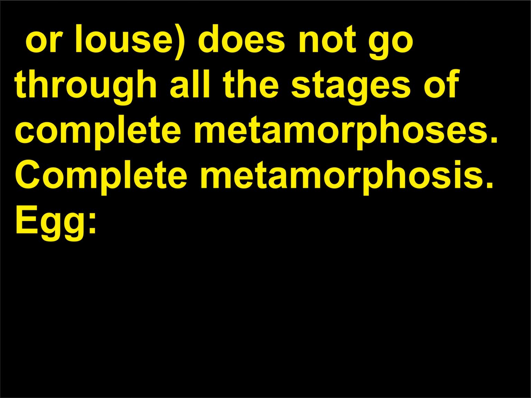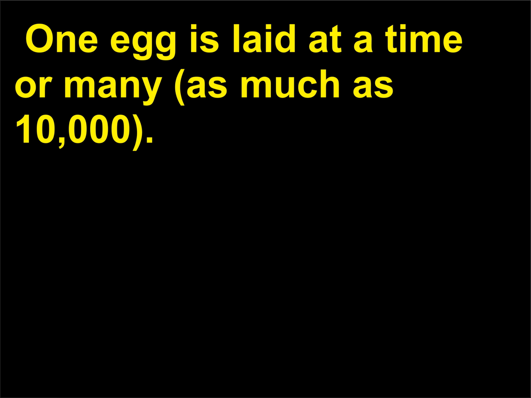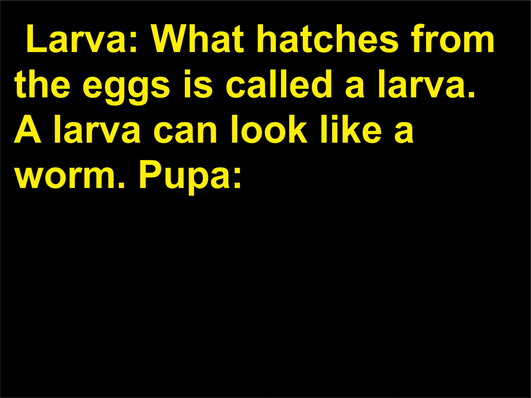Complete metamorphosis. Egg. One egg is laid at a time or many, as much as 10,000. Larva. What hatches from the eggs is called a larva. A larva can look like a worm. Pupa.